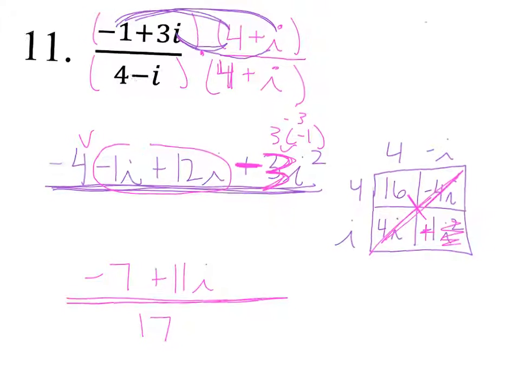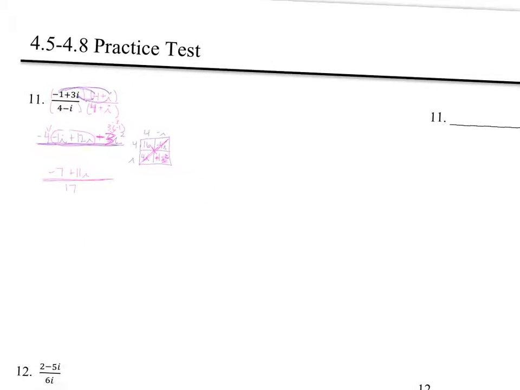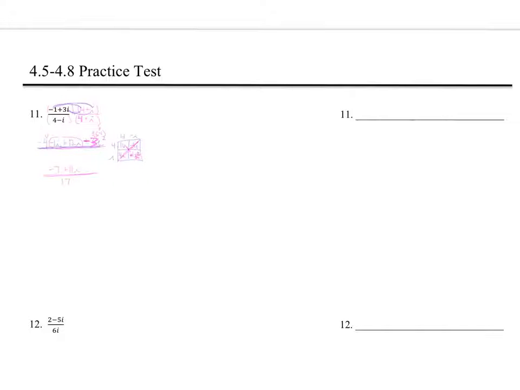Where will I put my final answer? That's what you're thinking. I know that's what you're thinking. Hey, I'm going to zoom out here. Oh, it's kind of hard to see. But, final answer: -7 plus 11i over 17.